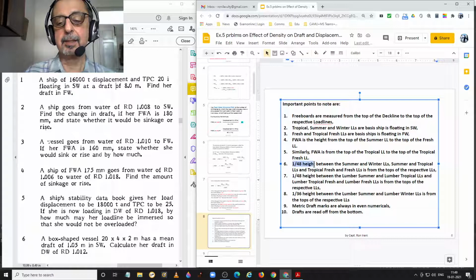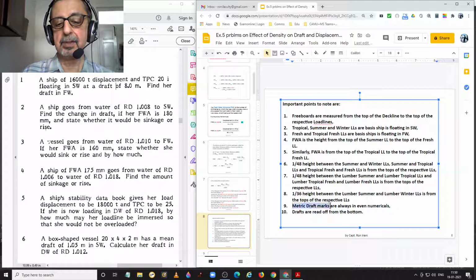1 by 48 height between the summer and winter load lines, summer and tropical load lines, and tropical fresh and fresh load lines is from the tops of the respective load lines. 1 by 48 height between the lumber summer and the lumber tropical load lines, and between lumber tropical fresh and lumber fresh load lines is from the tops of the respective load lines. 1 by 36 height between the lumber summer and the lumber winter load lines is from the tops of the respective load lines.